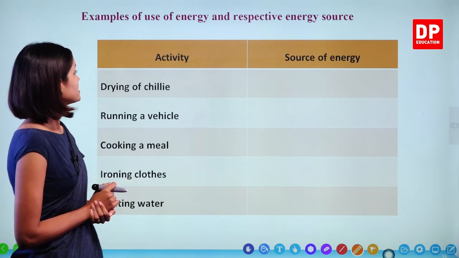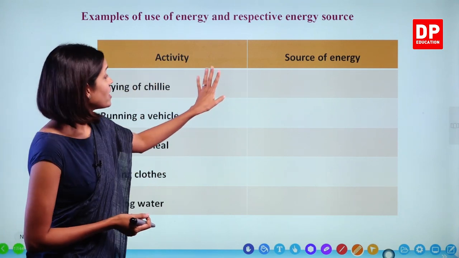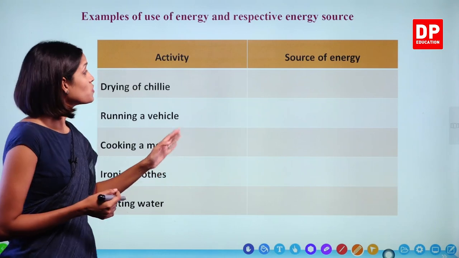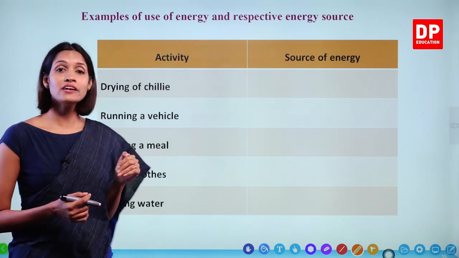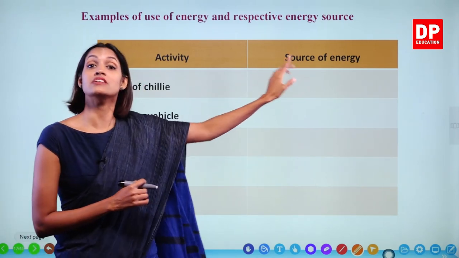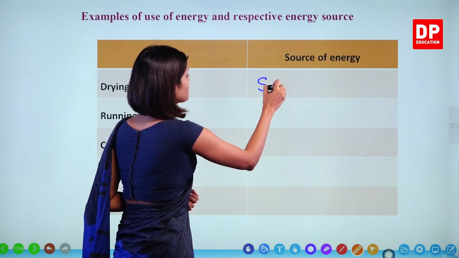Right. So the first activity, drying of chili. In order to dry something, we need heat energy. So what is the source of energy? Most of the time we dry chili using the sun's energy. Therefore, the source of energy is sun, right? We will write here sun.